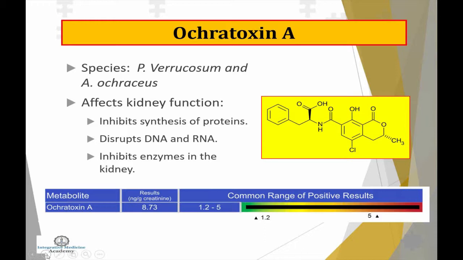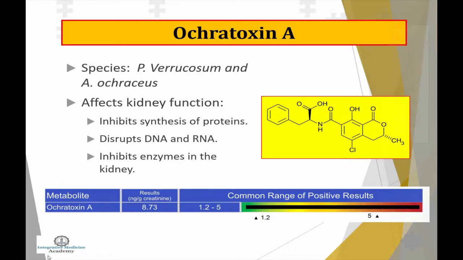Ochratoxin and aflatoxin found together basically enhances the toxicity of each. Ochratoxin A is also known to suppress the immune system in the gut too. So in the presence of ochratoxin, there's usually increased susceptibility to invasive candida or pathogenic bacteria.